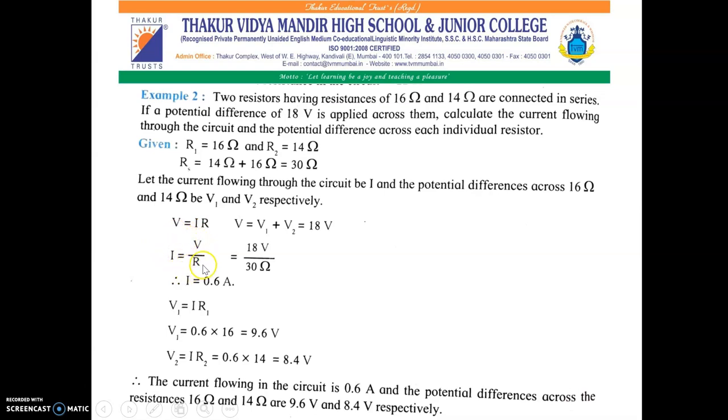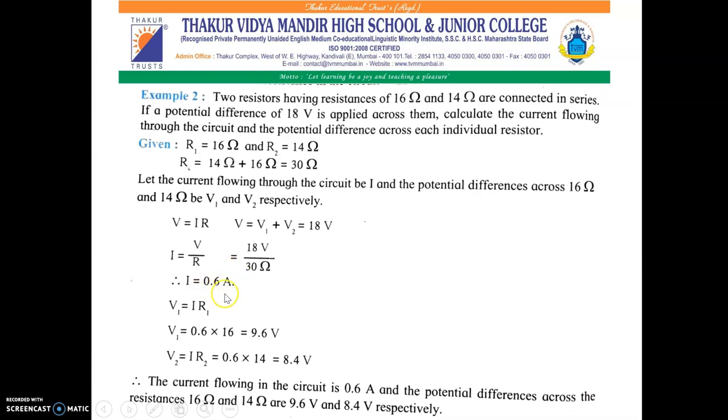So let us apply the formula. According to Ohm's law, V equals IR. So from that we can get the value of current I, that is equal to V upon R. We know the total voltage, that is 18 volt, upon the total resistance 30. So 18 by 30 we get 0.6 amperes. So the current flowing through the circuit is 0.6 amperes.